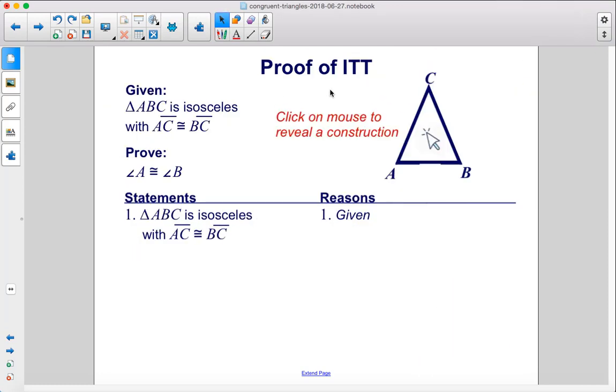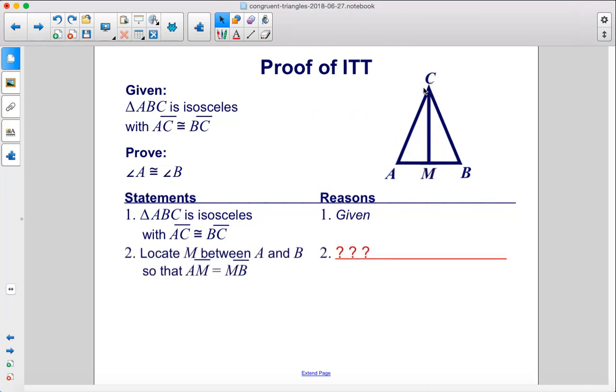Here's a proof of the isosceles triangle theorem. Given that triangle ABC is isosceles with AC congruent to BC, we're going to click here to reveal a construction. So look at that. Step 2 would be locate M, the midpoint, between A and B so that AM equals MB.